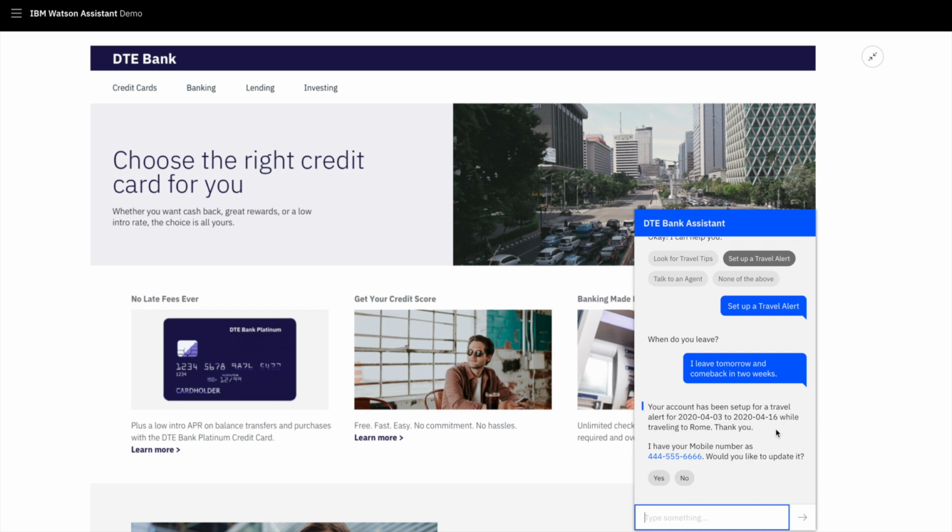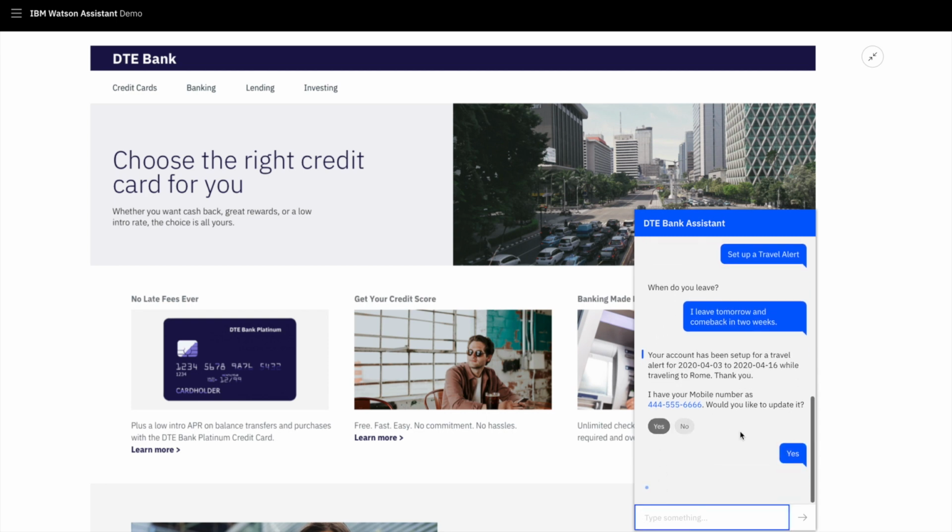The next thing it does in terms of a travel alert is it's asking me if my mobile phone number is up to date. And this is a great example of how Watson can interact with other systems, be it a back-end application, database, CRM. We have integrations into all of those different types of systems, so you can really fine-tune your responses and give that personalized experience. So right now it's got my mobile phone number as this number, and I will update it.